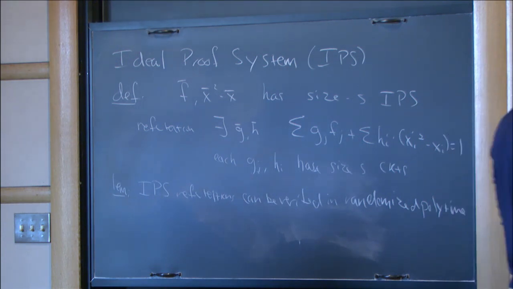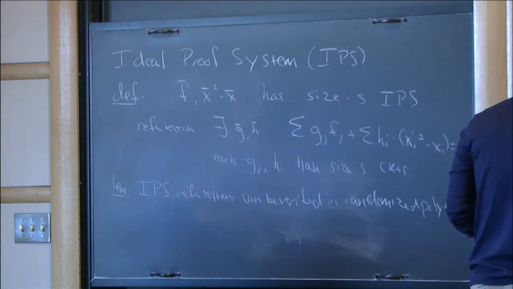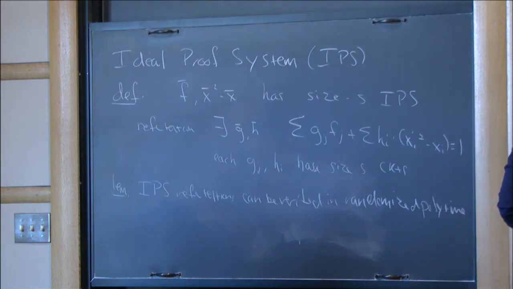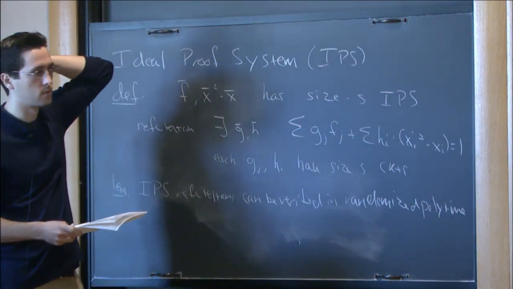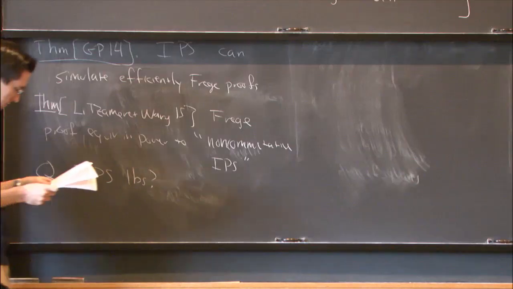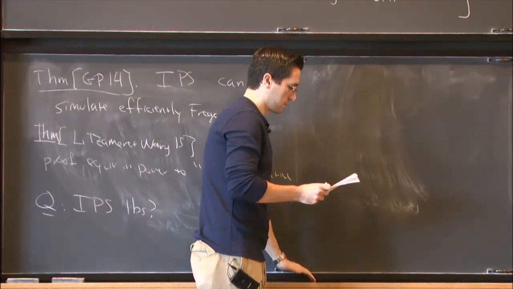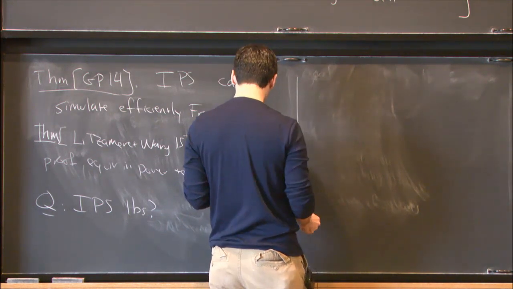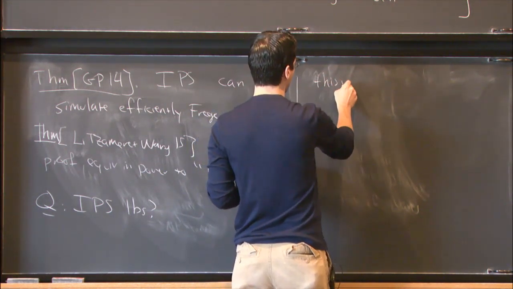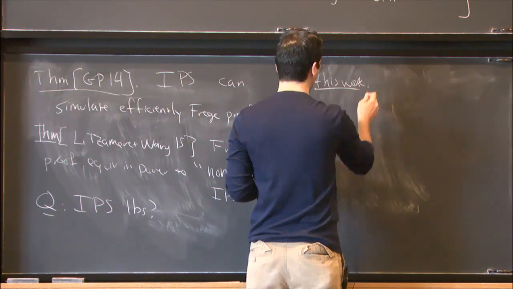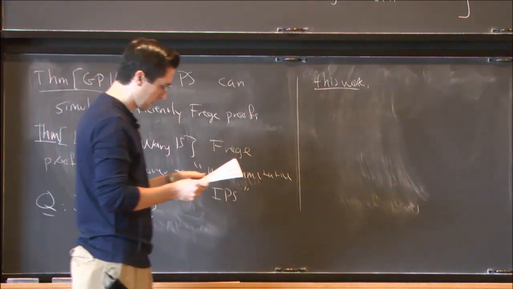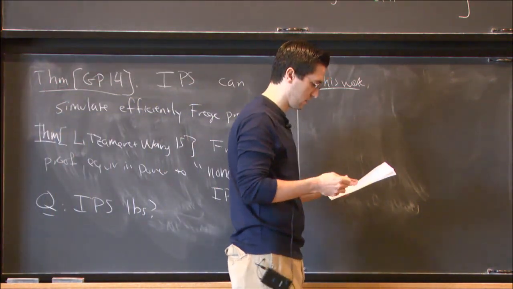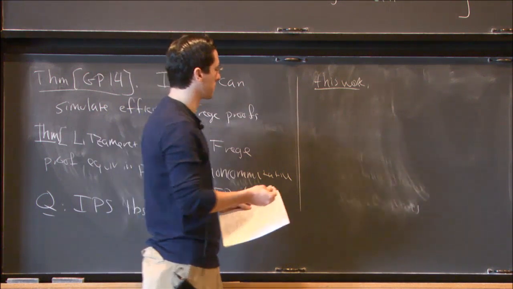OK, and so the main question left open by these works is, can we get some sort of IPS lower bounds, even for restricted models of algebraic computation, like this baby case? OK, so now I can tell you about this work. Basically, we're trying to meet this challenge in some non-trivial way. And I want to tell you about the systems of polynomial equations that we're working with.